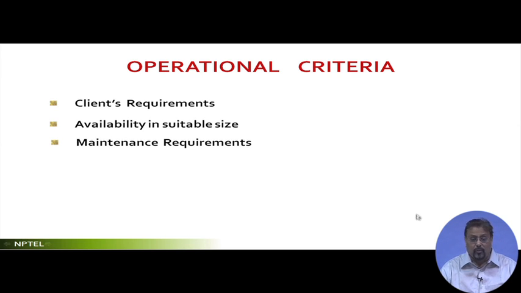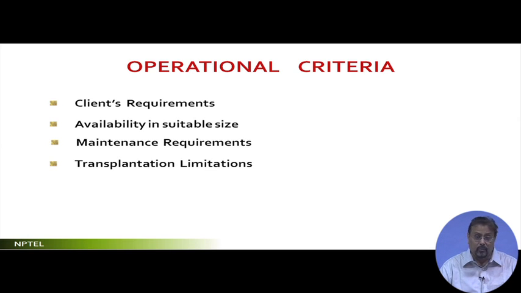Then maintenance requirement. Some plants may require higher maintenance operations. I would suggest, if some plants do require higher maintenance and you don't have much funding for the maintenance, don't select that particular plant. It is an operational criterion. Who is going to pay for that? If I don't go for maintenance, this particular tree is not going to survive.